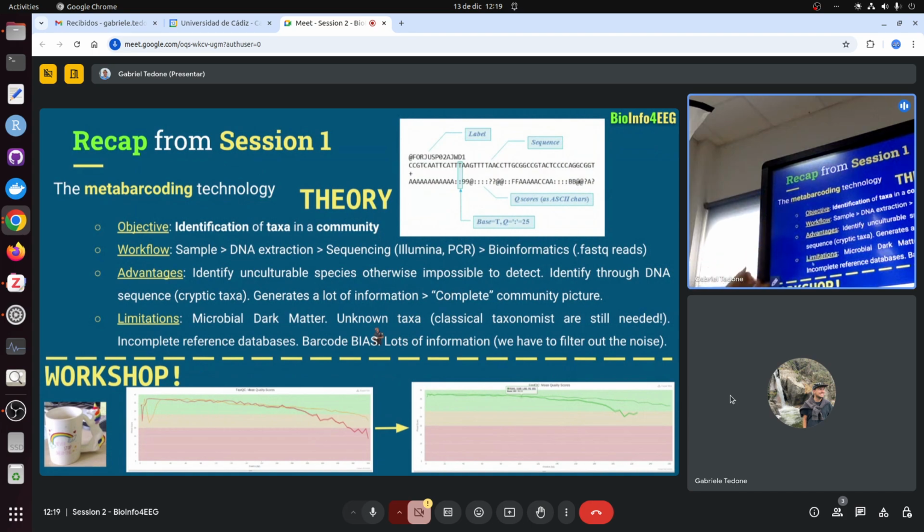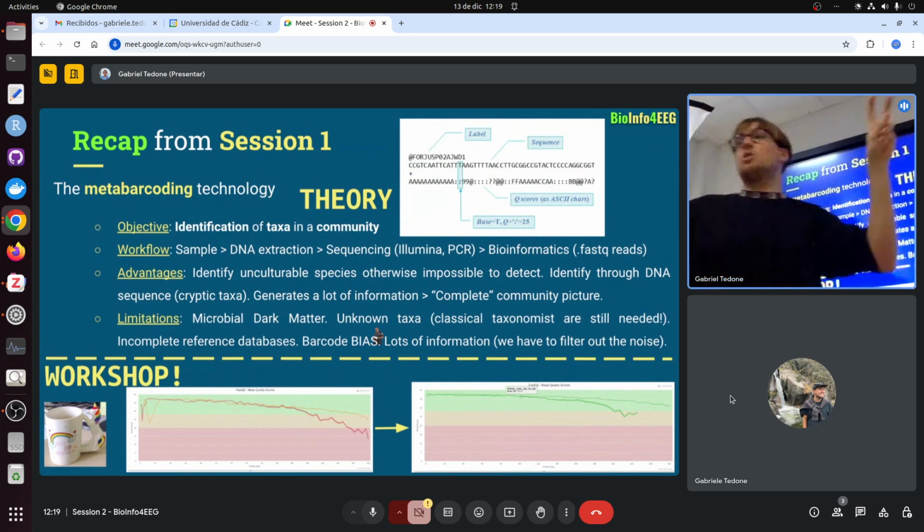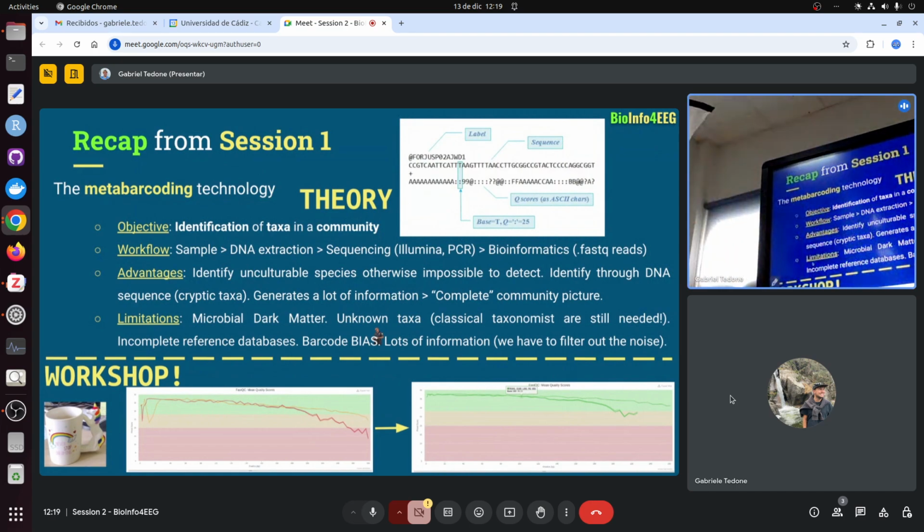The advantages are to identify microbial communities, which are hard to identify by analyzing in the lab by culturing, because you filter out unculturable bacteria or fungi. So we can also detect cryptic taxa, unculturable taxa, unknown species. This generates a lot of information to get a more or less complete picture of our community.